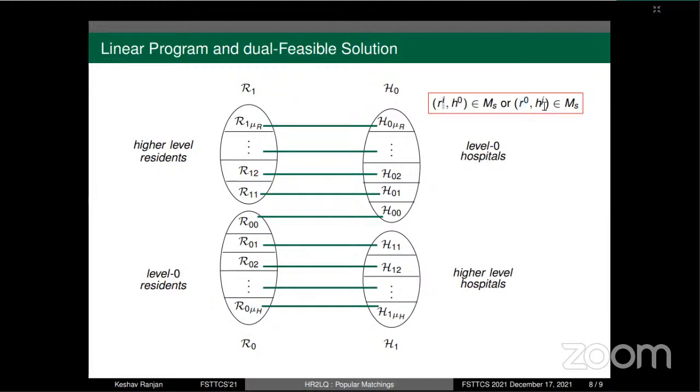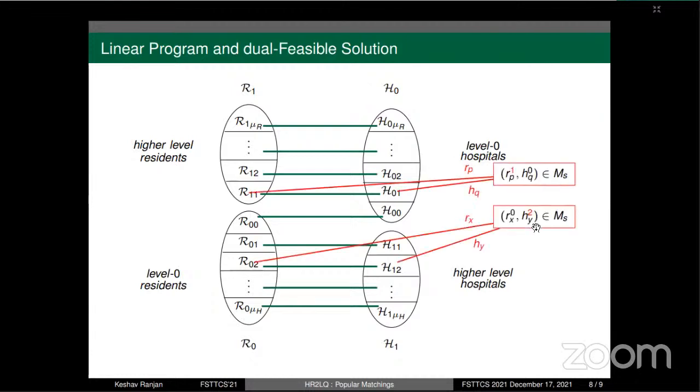So let us take a look at using an example. Consider (r_x, h_y) is an edge in the original instance, and r_x's level 0 copy is matched to h_y's level 2 copy in the stable matching M_S. Since h_y's higher level copy is matched, we put h_y into h1, that is the higher level hospital partition, and its exact level is 2, so we put h_y into h12, and its matched resident goes into r02. Similarly, we do this for all the edges.